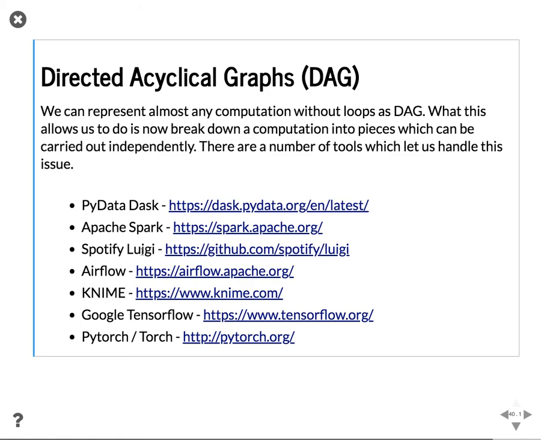Spotify has a tool called Luigi, which they use for making predictions to come up with better predictions for what you want to listen to. Airflow, I think, is from Airbnb, and they use this to try to set pricing and optimize which apartments you find at which time. KNIME is a tool we'll use in this class. TensorFlow is a tool many of you have probably heard of. It's from Google. It's for doing deep learning, but it also has this basic directed acyclical graph approach. And then PyTorch or Torch is another deep learning tool that has this inside.